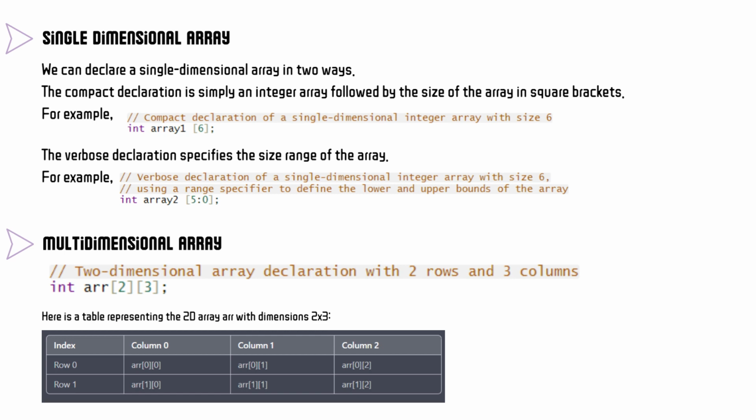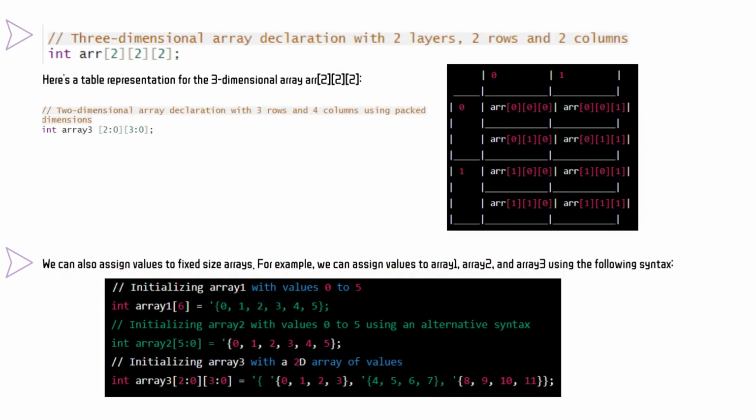This table helps to visualize the arrangement of data in a 2-dimensional array and allows us to easily access and modify its elements. Similarly, we can create a 3-dimensional array with the syntax int array [2][2][2]. This array has a total of 2 x 2 x 2, equal to 8 elements. In this table, we have a representation of a 3-dimensional array with a size of 2 by 2 by 2. The table has 2 rows and 2 columns in each of the 2 layers, making a total of 8 elements. Each cell in the table represents an element in the array.